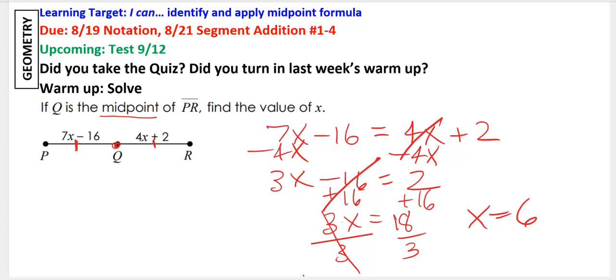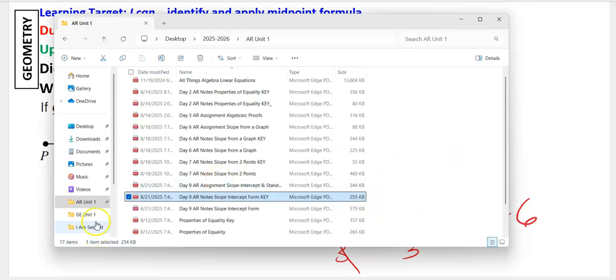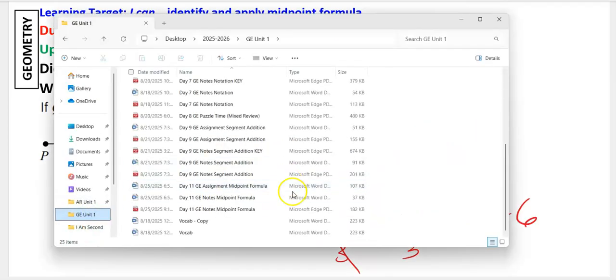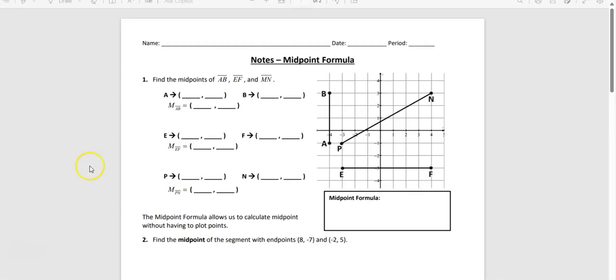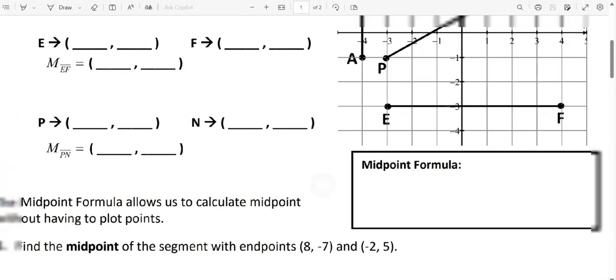Okay, we got some notes to do on midpoint formula. Here we go.